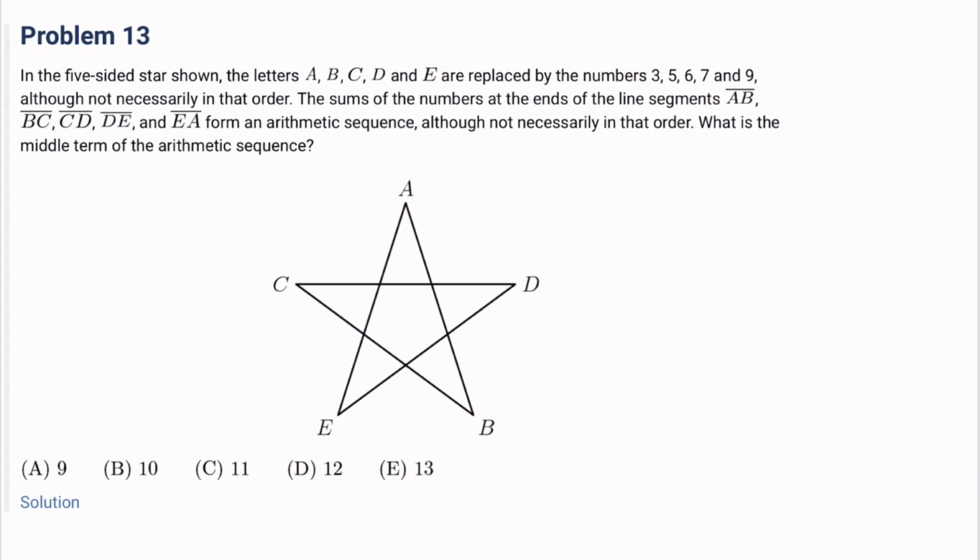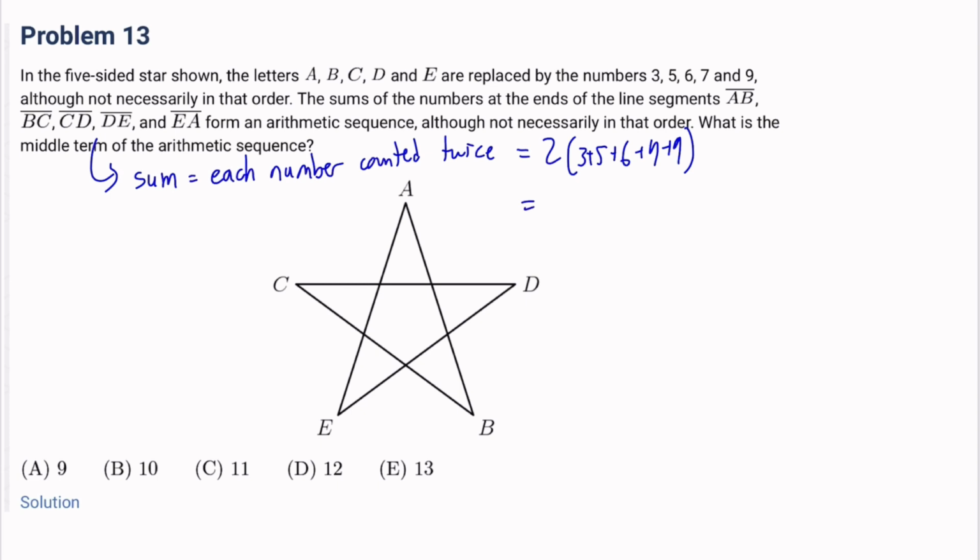Okay, so since we have the sum of the line segments AB, BC, CD, DE, and EA, so this whole sum, the sum of the numbers in the arithmetic sequence, they are just each number counted twice, right? So this is going to be 2 times 3, 5, 6, 7, 9. So 3 plus 5 plus 6 plus 7 plus 9.